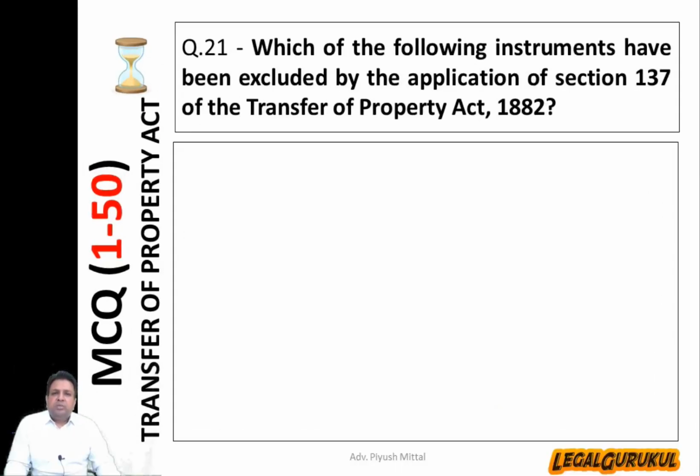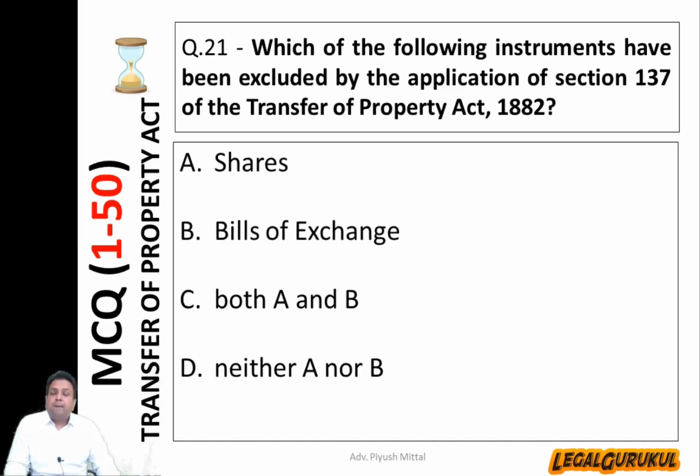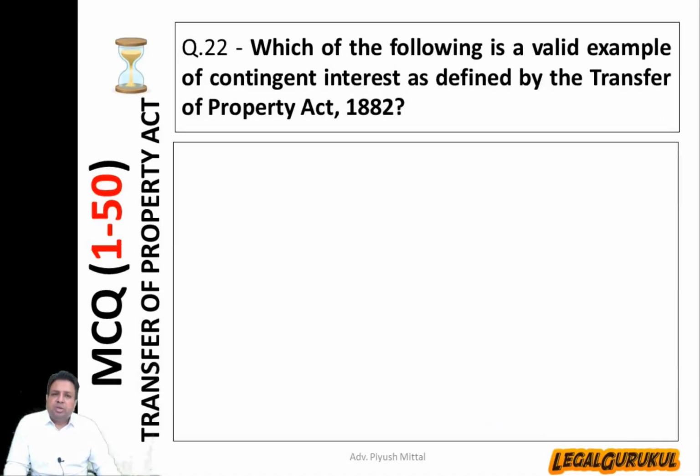Question number 21. Which of the following instruments have been excluded by the application of Section 137 of the Transfer of Property Act 1882? Option A. Shares. Option B. Bill of exchange. Option C. Both A and B. Option D. Neither A nor B. And the correct answer is C. Both A and B.